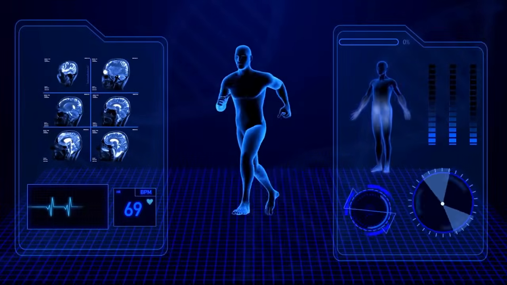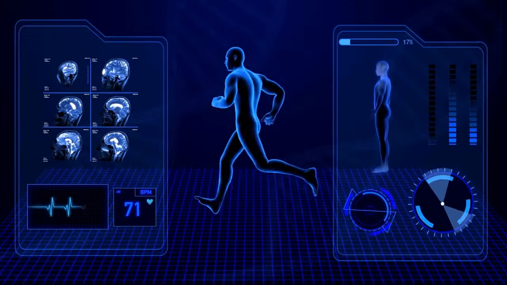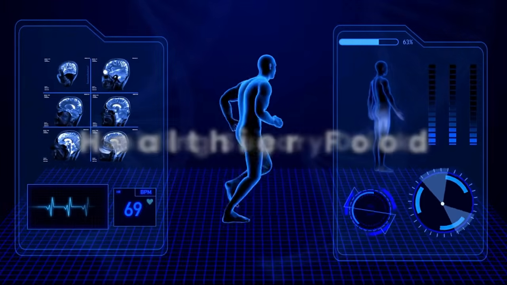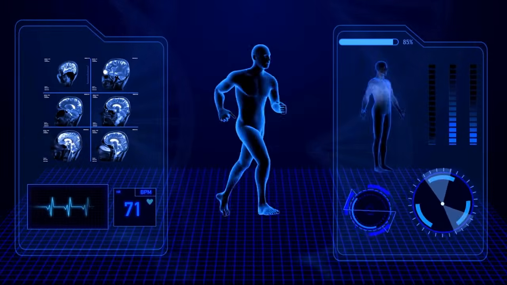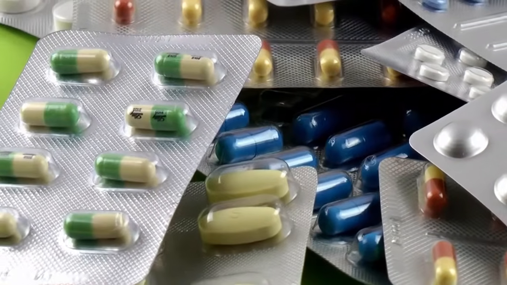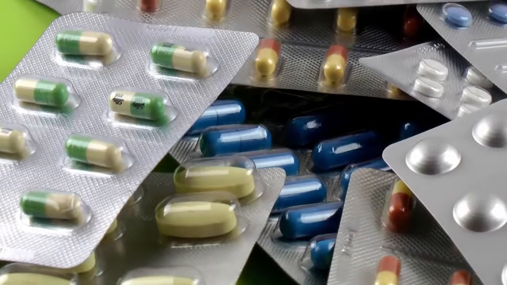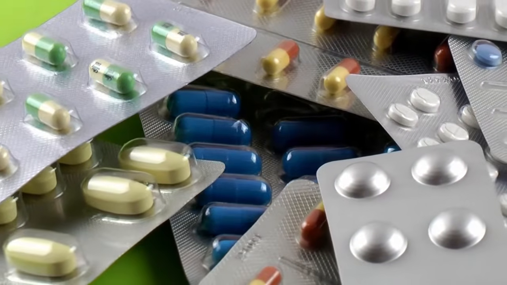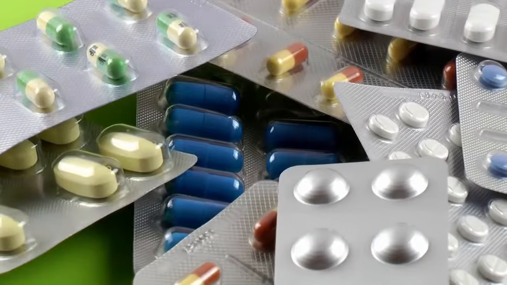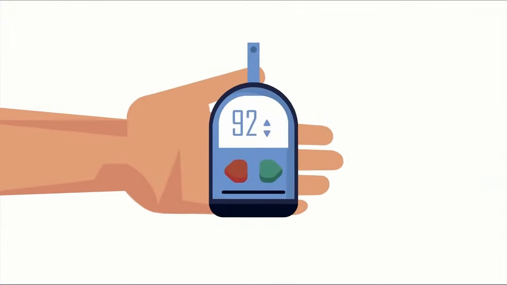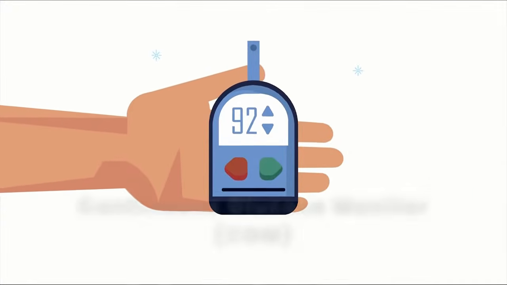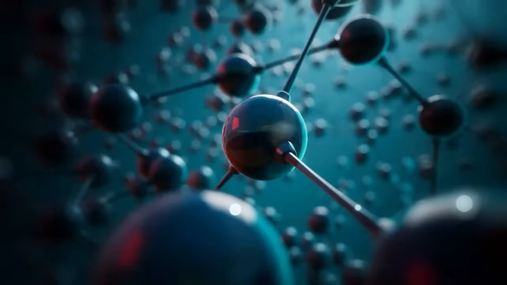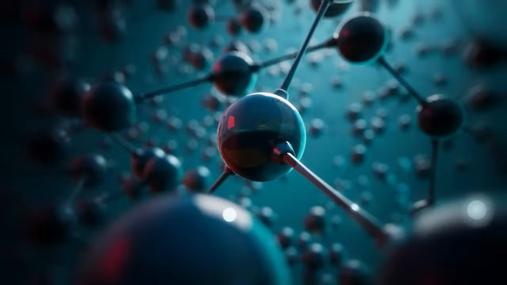For type 2 diabetes, the first step is usually changing lifestyle. Doctors often recommend eating healthier foods, avoiding sugary drinks, and exercising regularly. If lifestyle changes are not enough, the doctor prescribes medicines that help the body use insulin better. Some people with type 2 also need insulin later in life. Doctors also teach people how to check their sugar at home using a glucometer or a continuous glucose monitor, CGM. This helps people understand what foods raise their sugar and how their medicines are working.